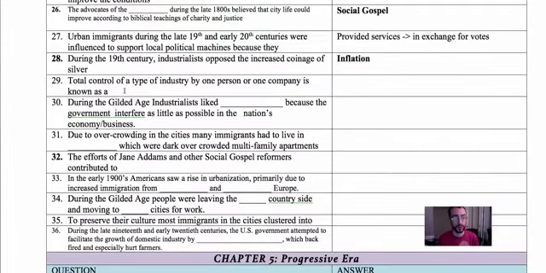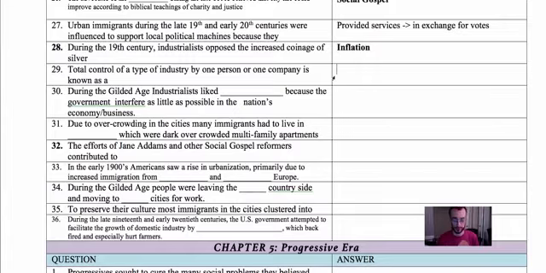29. Total control of a type of industry by one person is called monopoly. Monopoly. Total control, just like the game. Number 30. During the Gilded Age, industrialists liked blank because the government interfered as little as possible in the nation's economy. That's that French word.